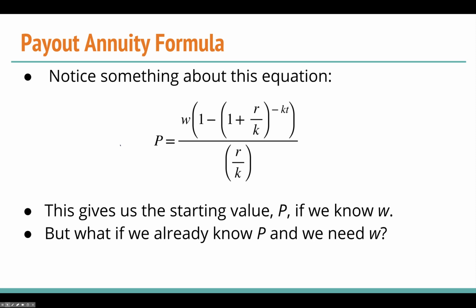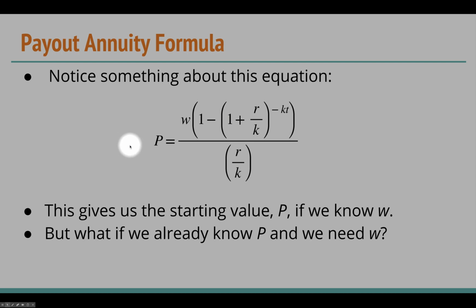Hello, in this video we're going to look at the payout annuity formula and rearrange it so that we can answer a new kind of question. Keep in mind that the equation as we have seen it before says that if we know how much money we're going to take out every period, and we know the rate of return while we're taking those payments, we know T, the number of years that we're going to take the payments for, and we also know K, the number of payments per year. If we know all that information, then we can determine how much money needs to be in the account in order to have that much withdrawal on a regular basis.